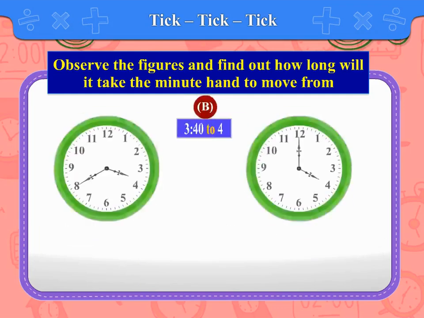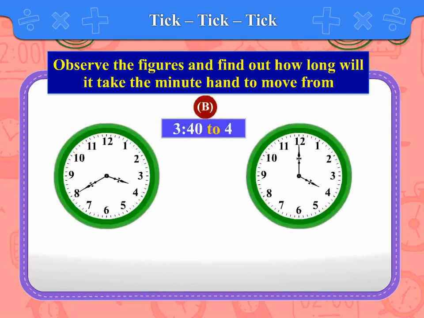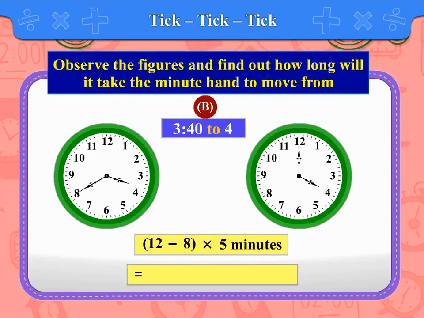B. 3:40 to 4. Solution. The minute hand has to move from 8 to 12. It means 12 minus 8 into 5 minutes is equal to 4 into 5 is equal to 20 minutes.